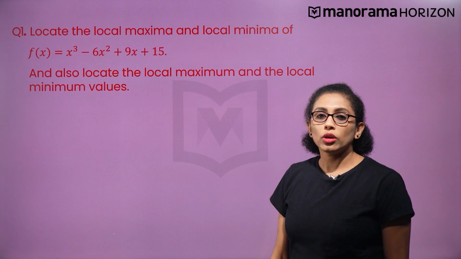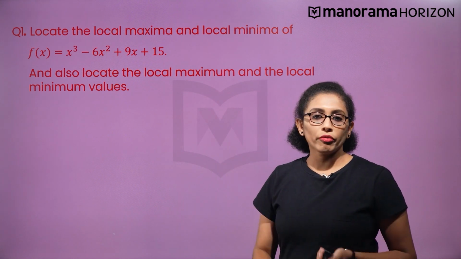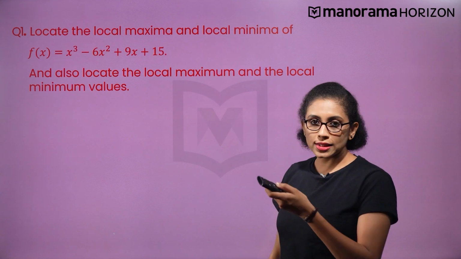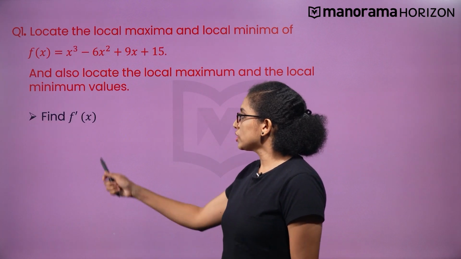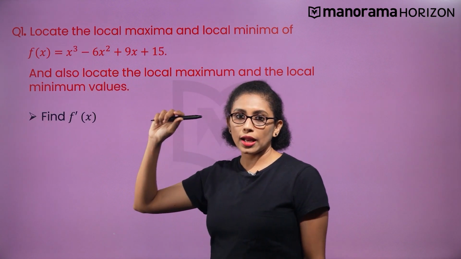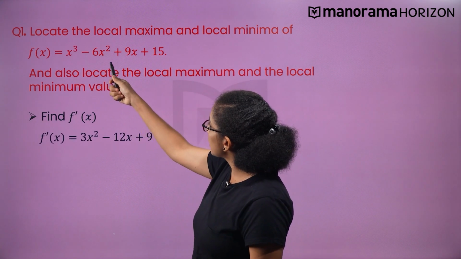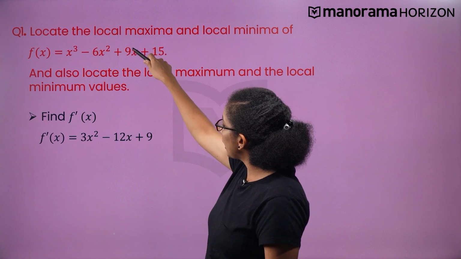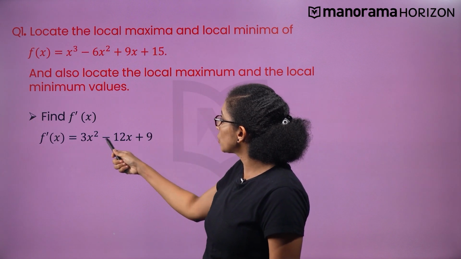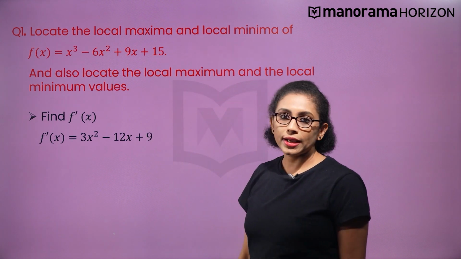And also, you need to locate the local maximum and local minimum values. Right? Let's see the solution. Here, first we have to find f dash of x, and given our f of x is x cube minus 6x square plus 9x plus 15. Now, taking the derivative, we get it as 3x square minus 12x plus 9.